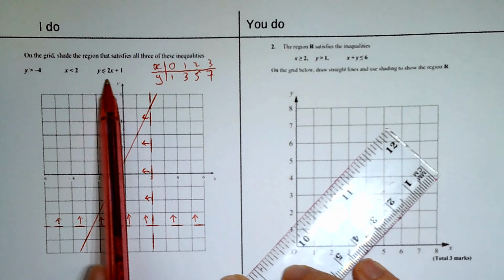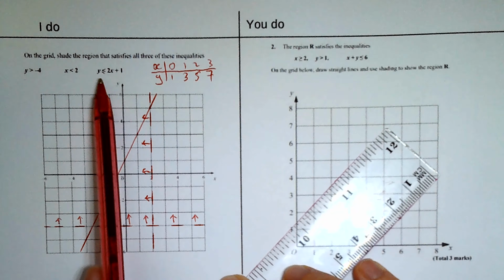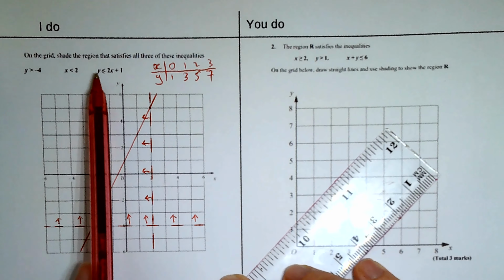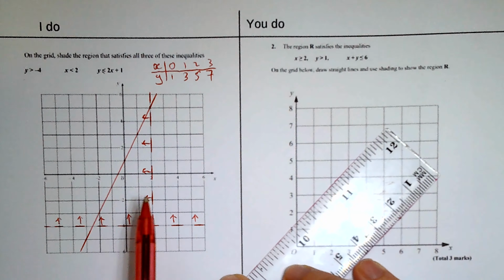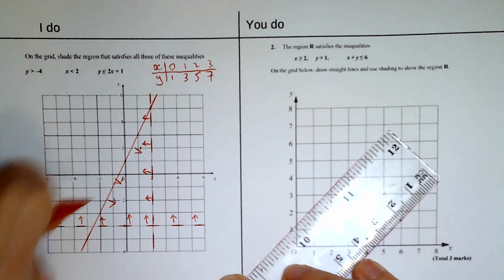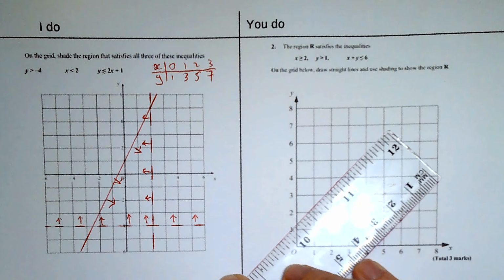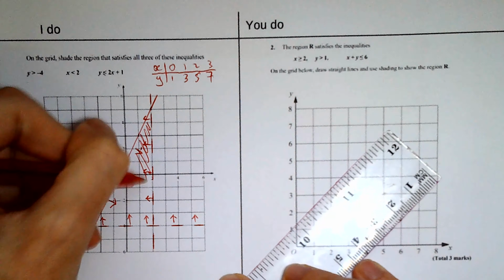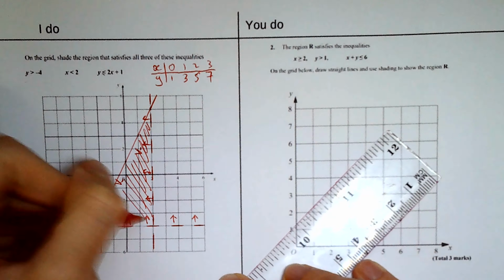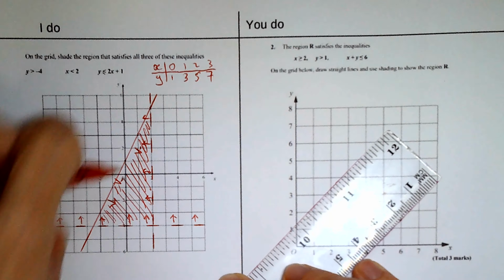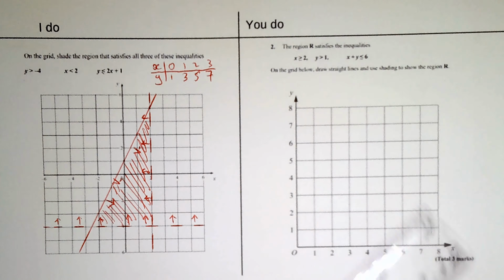If this statement holds true for 0, 0, then that is in the area you want. If it doesn't, then it's not in the area you want, so then you want the other side. So we're looking at this side of our line. Now it says shade the region that satisfies all three of these inequalities, so I'm going to just shade that in. And they're not looking for perfect shading, they're just looking for you to identify the region. Okay, there we go.